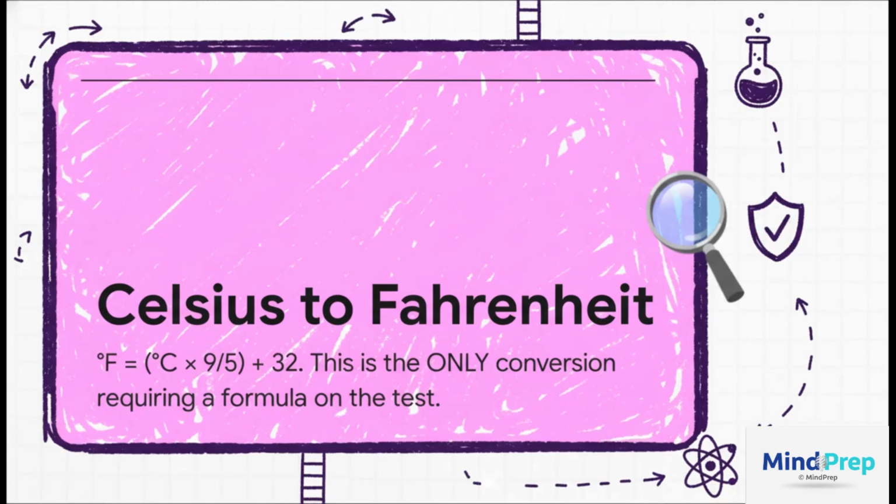And hey, here's some great news for you. While there are a few ratios to remember, there is only one formula you need to memorize. That's it. Celsius to Fahrenheit. If you see a temperature conversion, this is your go-to. Seriously, don't waste your brain space on anything else.